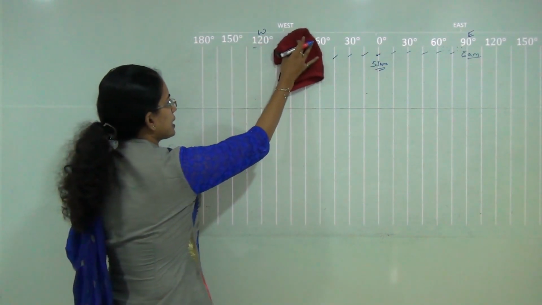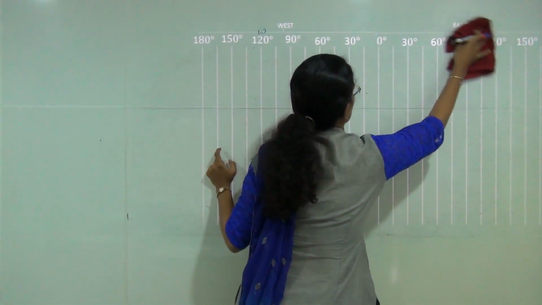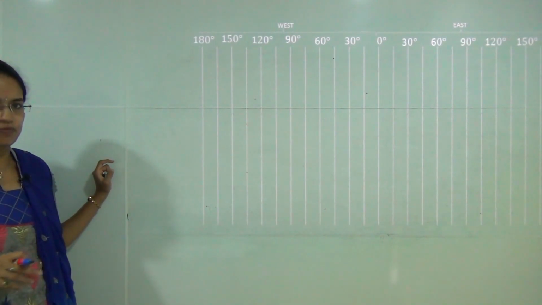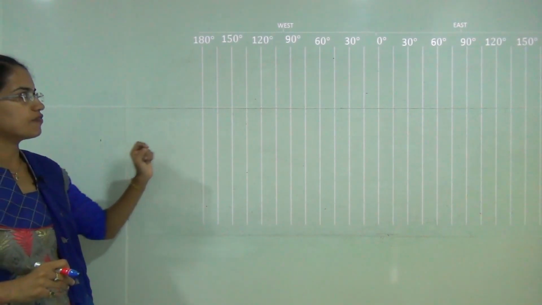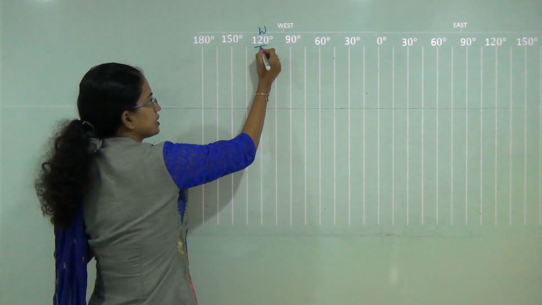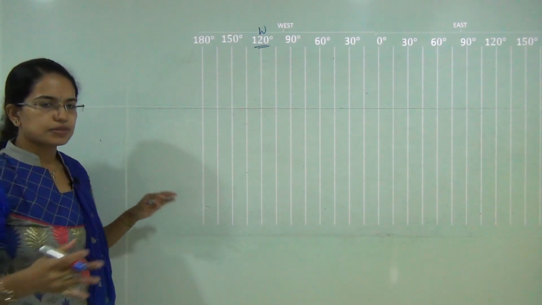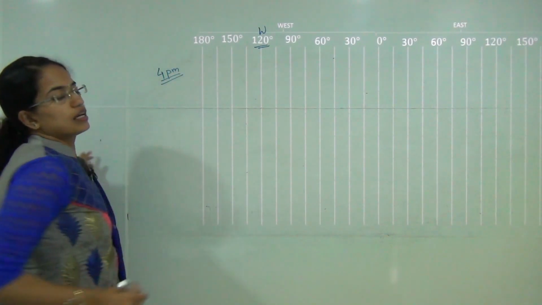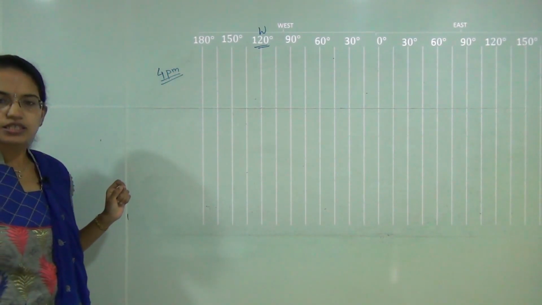Now let's complicate it a bit further. I'll include the flight time. Suppose I am boarding a flight from 120 degrees west. Again the same location, at the same time, say 4 p.m. My flight duration is 6 hours.